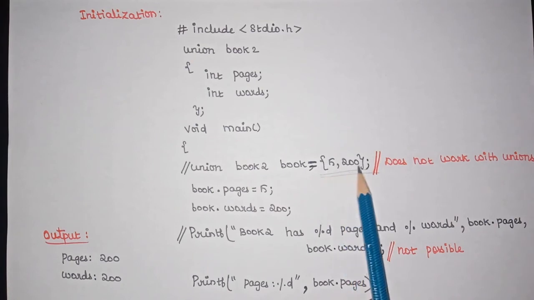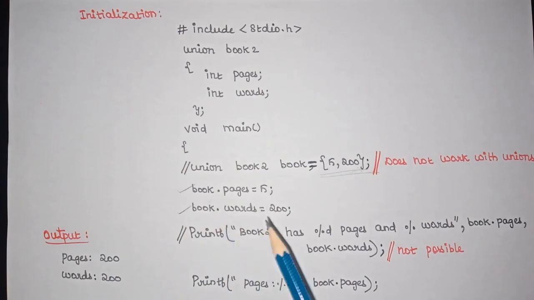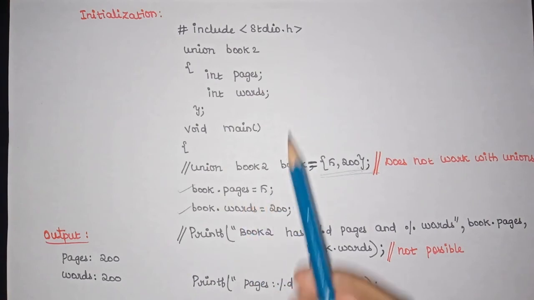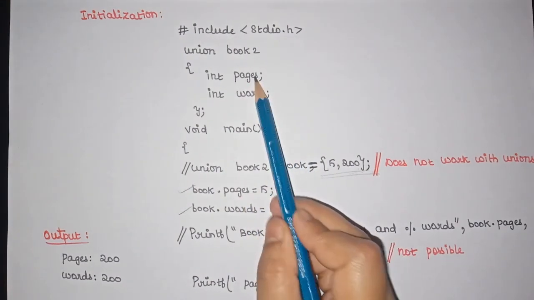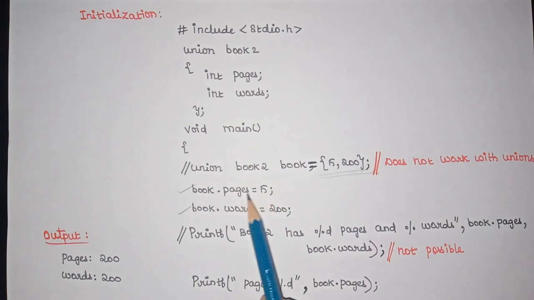Okay, so if you want to initialize union members, then how can we do it? By these two statements. First we are taking the union variable, book, by using dot notation, and here this is the member variable pages. Since these two are integer type, we don't have any issue. Directly we can assign the integer value. So first I have initialized this with value 5, and then book.words is equal to 200. Now the second variable, words, will be initialized with 200.